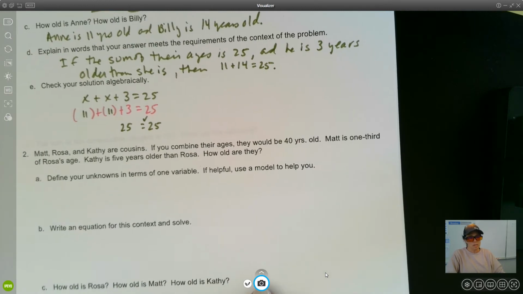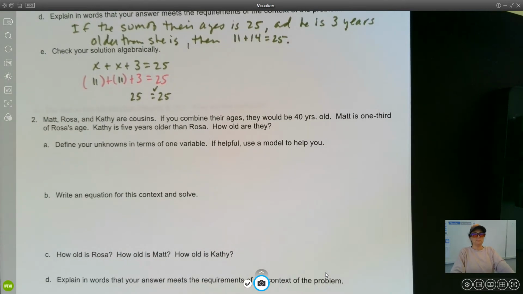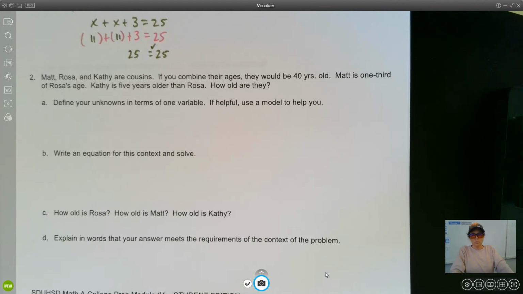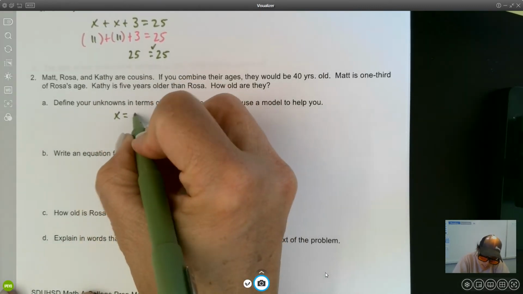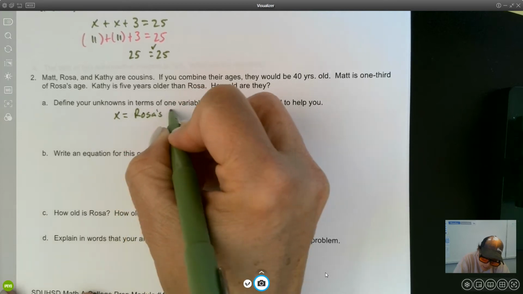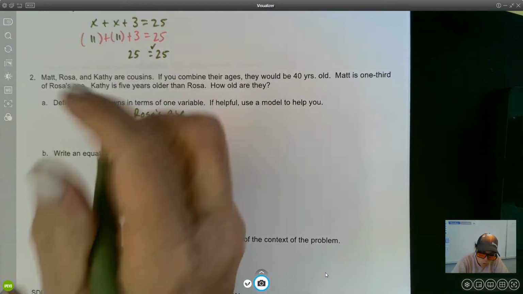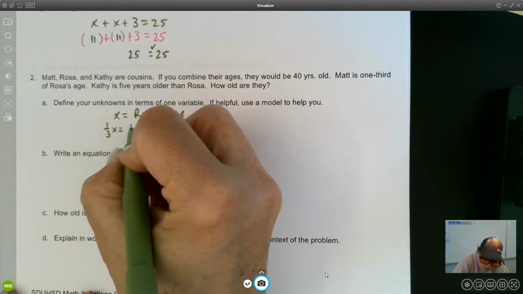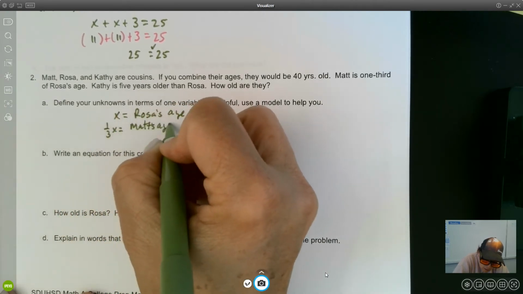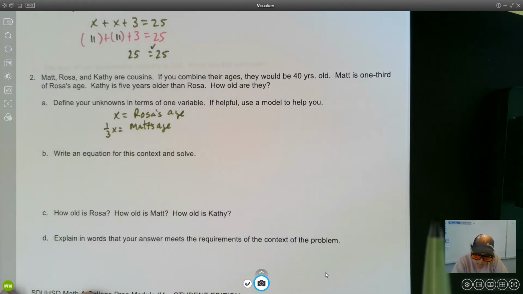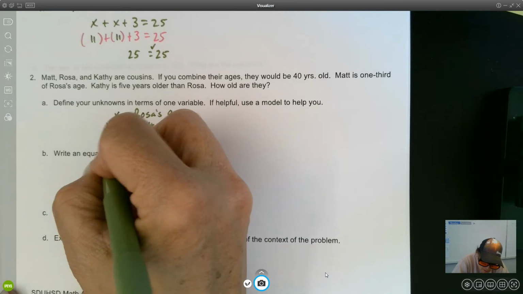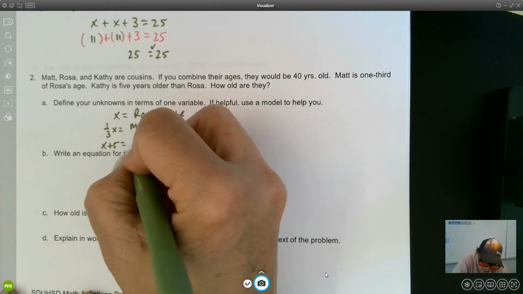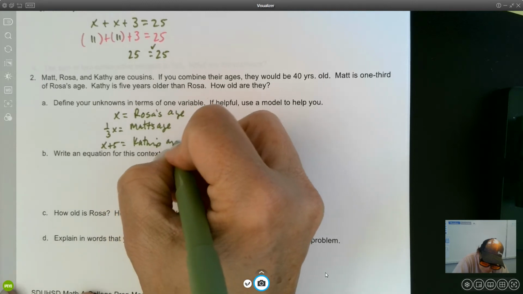We've got Matt, Rosa, and Kathy. If you combine their ages, they would be 40 years old. Matt is 1/3 of Rosa's age. Kathy is 5 years older than Rosa. How old are they? All right, everybody bases off Rosa. So let x be Rosa's age. Matt is 1/3 of that. And then Kathy was 5 years older than Rosa, which is x. x plus 5 is Kathy's age.